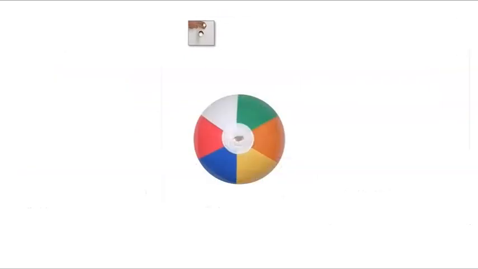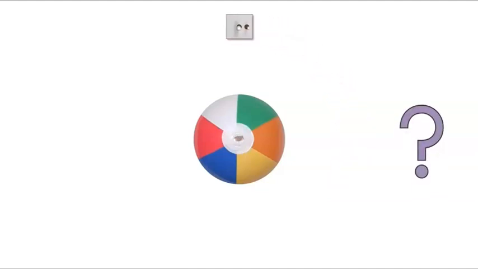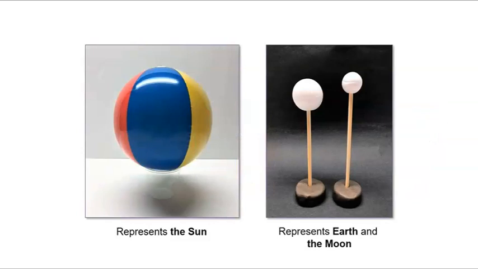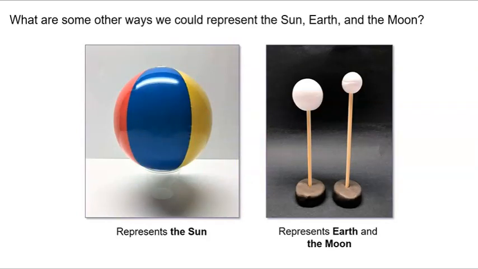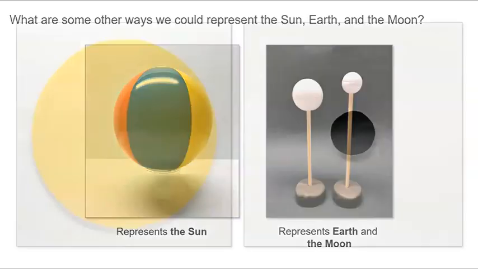In our last lesson, we made a physical model of the sun, earth, and the moon. How did we represent the different size of these three objects in our model? That's right, we used a different size ball to represent each object. What are some other ways we could represent the sun, earth, and the moon?